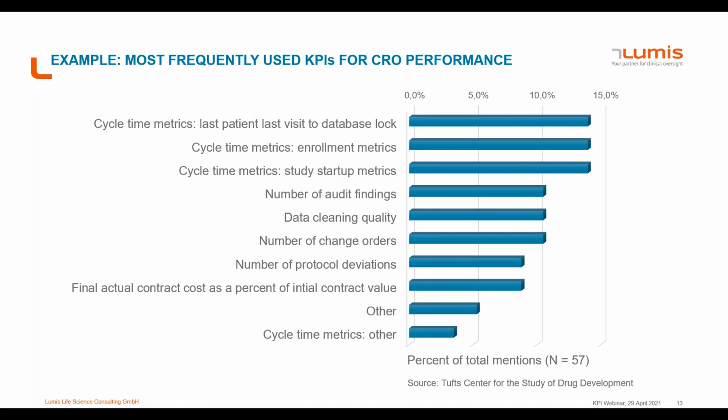And if you go down a little bit, there's another one, of course, around budget: final actual contract cost as a percent of initial contract value, which is, of course, important to track on an ongoing basis and to measure the performance of the service provider. So this is just an example.